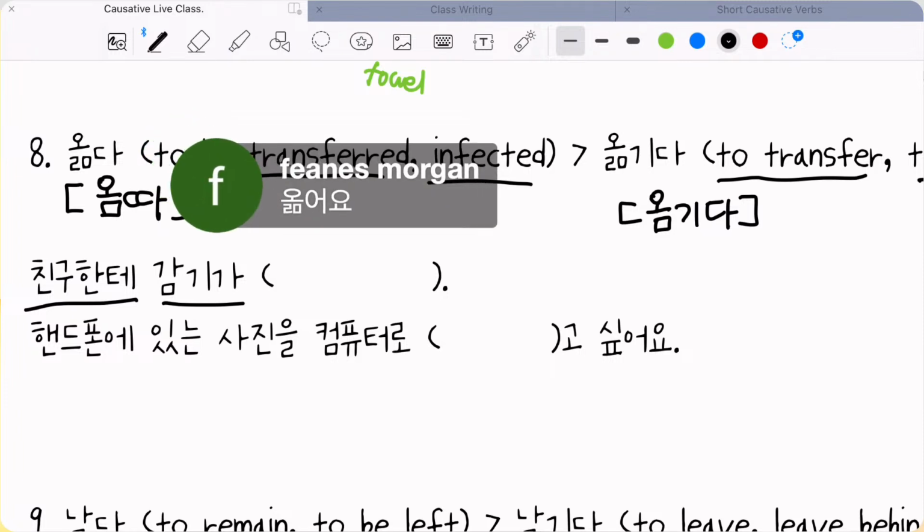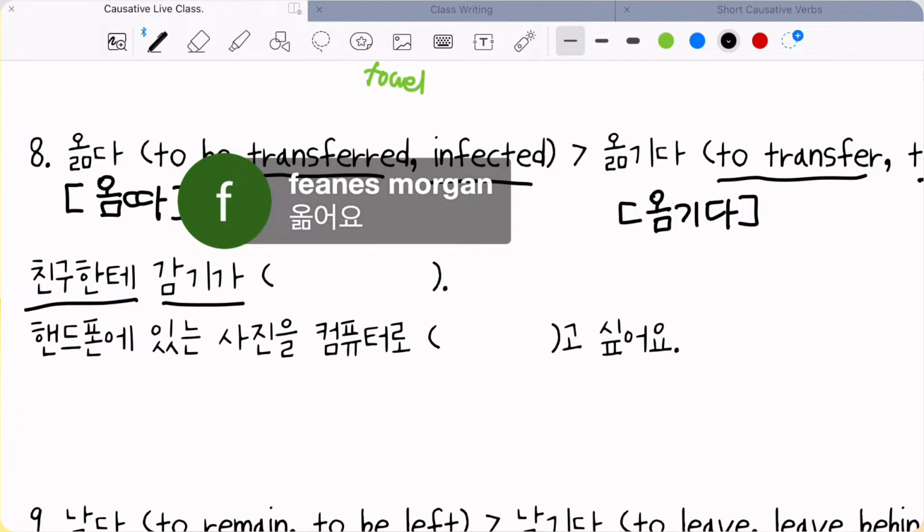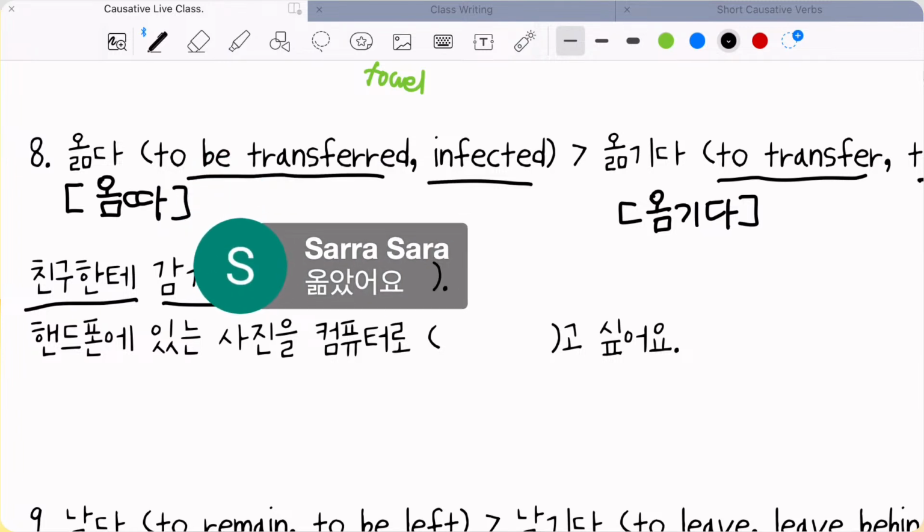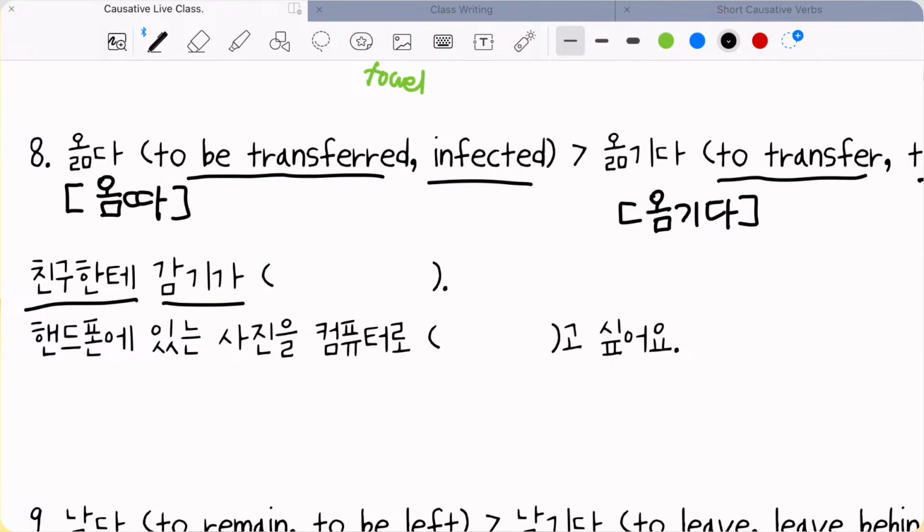Morgan님, 옮아요. It is correct that you should be using 옮다, but it should be conjugated in past tense because it's I caught a cold. I got infected by my friend. Cold got infected basically by. Does it make sense? Yeah, cold got infected. Cold got transferred to me by a friend. So it should be 옮았어요. 친구한테 감기가 옮았어요.